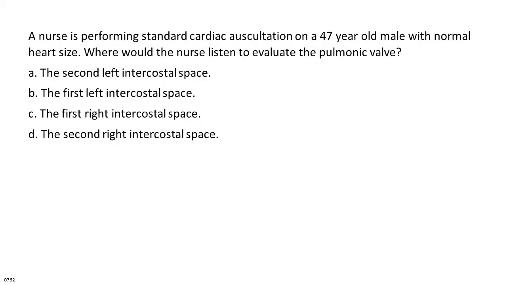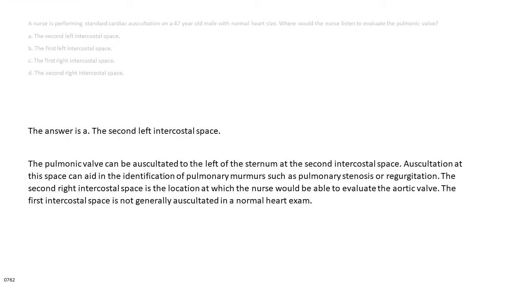A nurse is performing standard cardiac auscultation on a 47-year-old male with normal heart size. Where would the nurse listen to evaluate the pulmonic valve? A. The second left intercostal space. B. The first left intercostal space. C. The first right intercostal space. D. The second right intercostal space. The answer is A. The second left intercostal space.